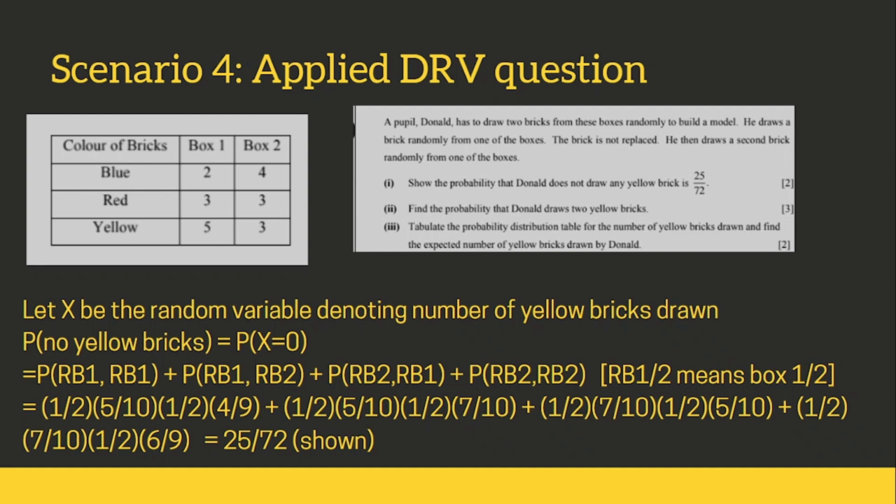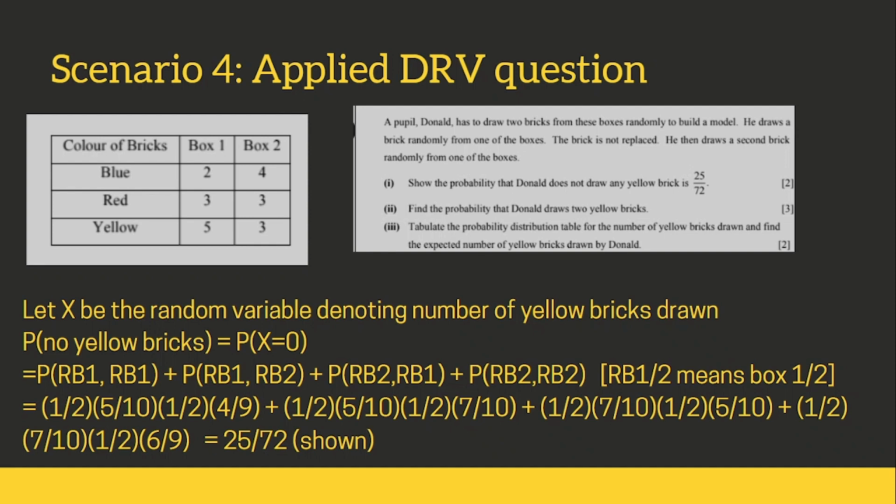The key idea is that as long as we pick from a box, it cannot be a yellow brick. So that's how we get the different probabilities that are shown. You write down all the different probabilities for each one, add them up, and that's how you will get the 25 over 72.